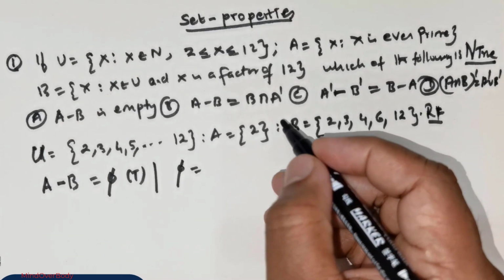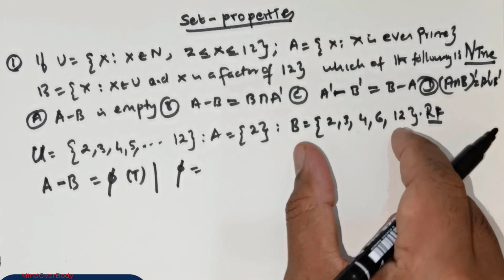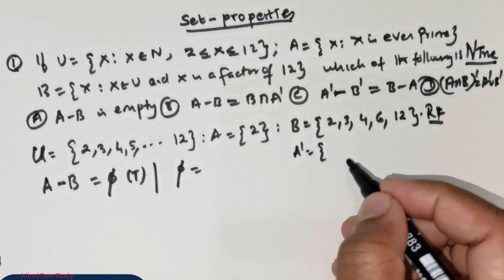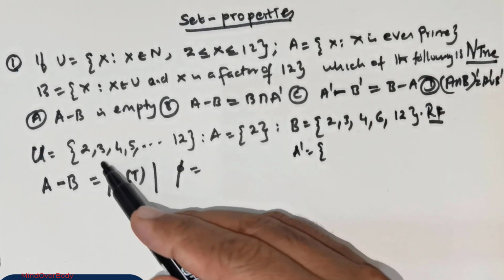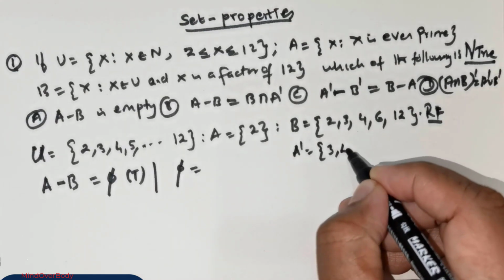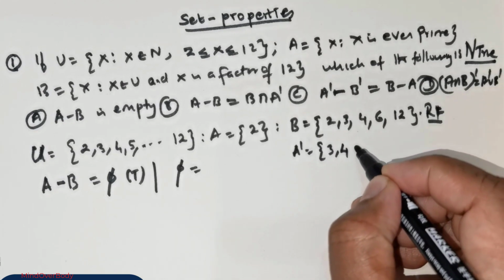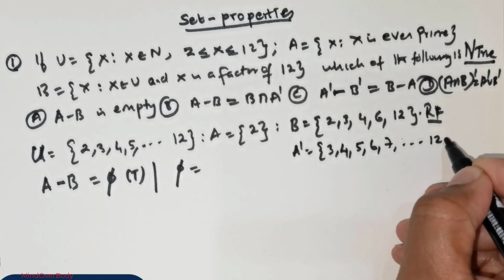Now we are expected to obtain B intersection A complement. Now this is B. Now what is A complement? Let me write that A complement. A complement is nothing but all elements which are not in A. So our universal set starts from 2. So you write the elements excluding this element 2. So it's going to be 4, 5, 6, 7, and it goes on all the way up to 12.